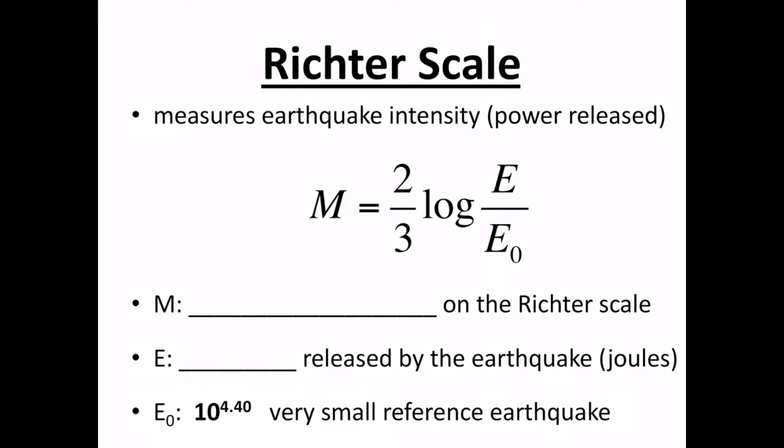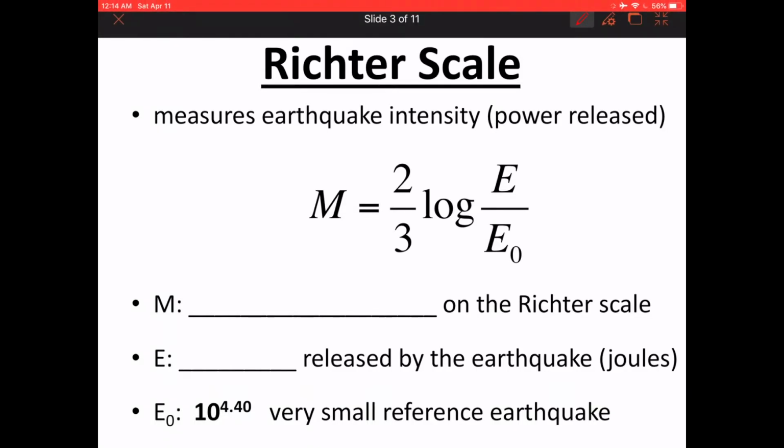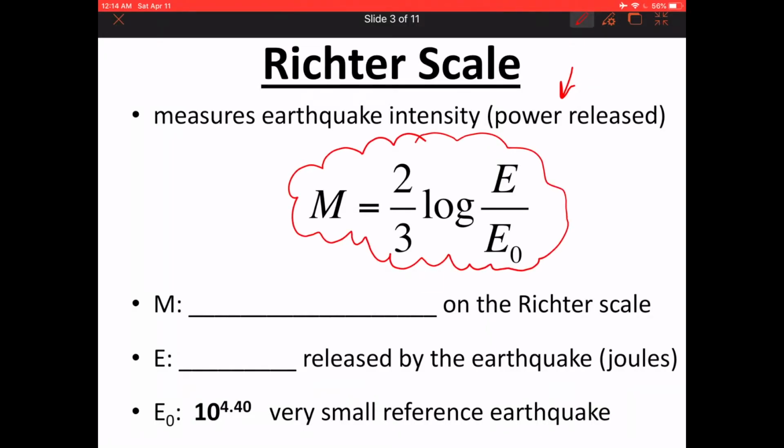Our first one is one that we did in the last lesson, our Richter scale equation. And remember, the Richter scale measures our earthquake intensity, or the power that is released. So here is my equation when I'm dealing with earthquakes. It is m equals 2/3 times log of E over E sub 0. And m, the letter m, represents the magnitude on the Richter scale.